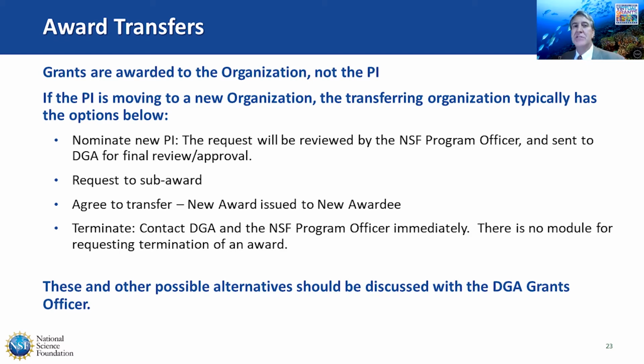So if a PI goes to the awardee and says, I took another job or I'm leaving and I want to take my grant with me, the awardee organization basically has these 4 things that they can do. They can keep the award themselves and nominate a new PI. They can request to do a sub-award with the PI's new organization and still keep that award. They can agree to transfer the award to the new organization, or they can choose to terminate the award altogether.